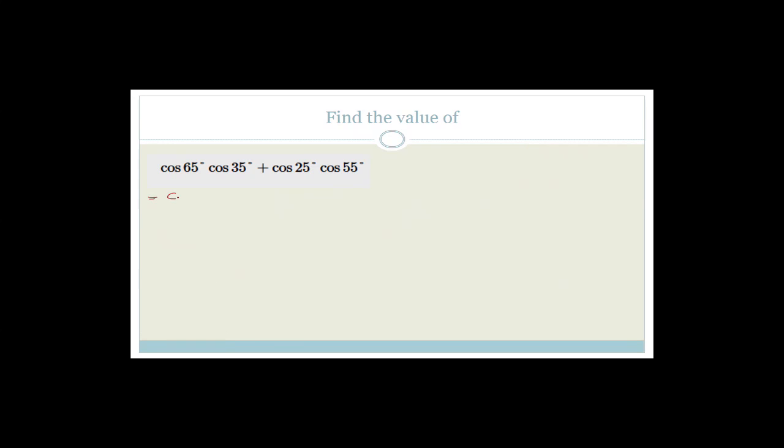So let's do that. Let's change this lot. Then we've got cos. This is 90 minus 25. And that's cos of 90 minus 35.